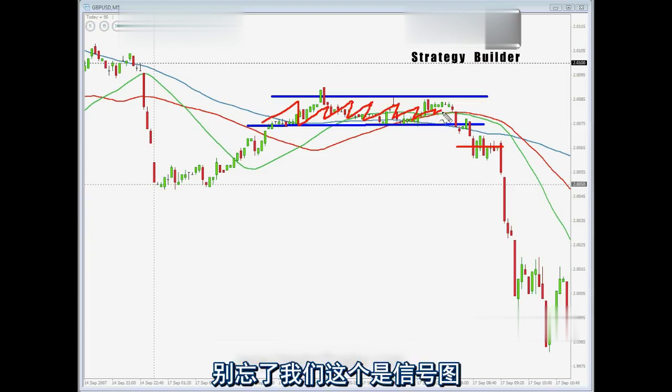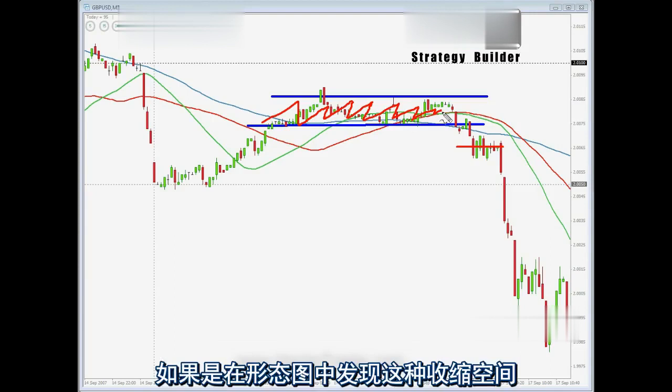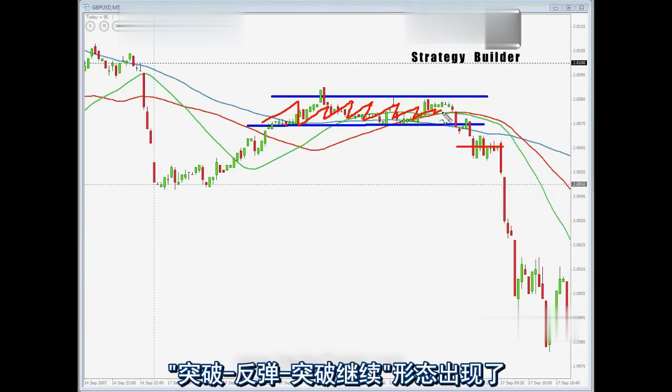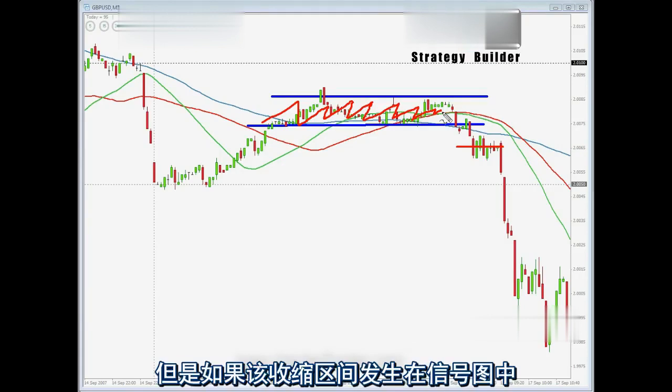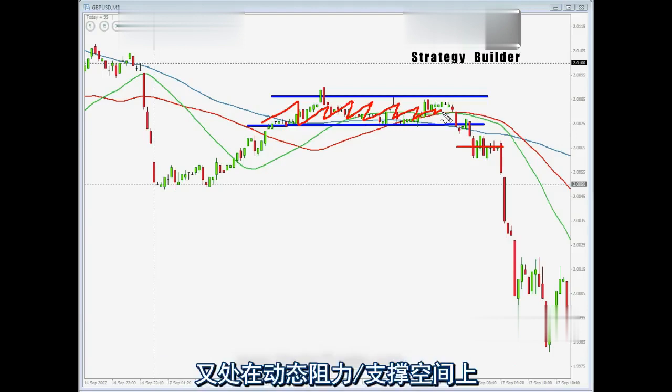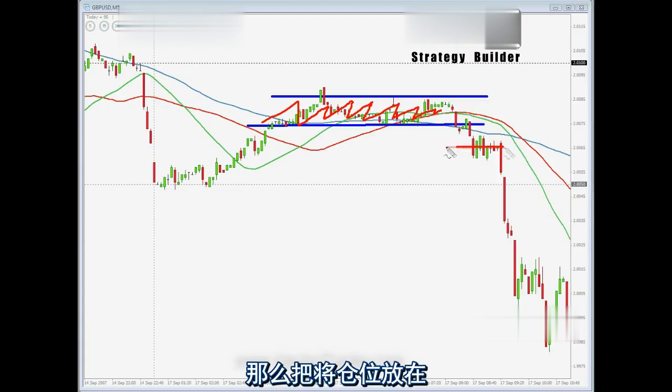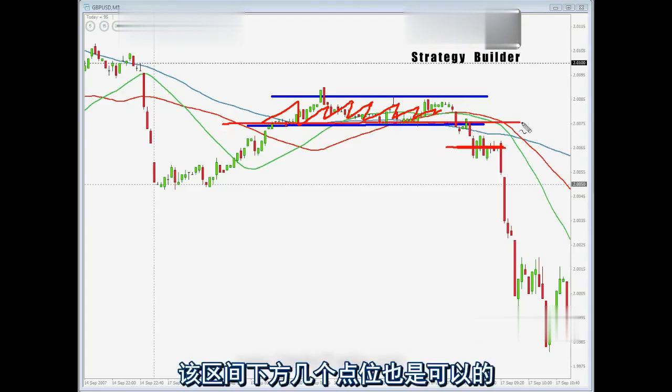Okay, remember we are talking about the trigger chart here. We are not talking about the setup chart. In the setup chart, if you're spotting a congestion area, you definitely want to require a breakout pullback continuation pattern in order to enter the trade. If the congestion area happens in the trigger chart around the dynamic area of support and resistance, and we are using the breakout of that congestion area as our very entry signal, it's not so bad to simply place a sell stop order a few pips below, beyond the breakout point.